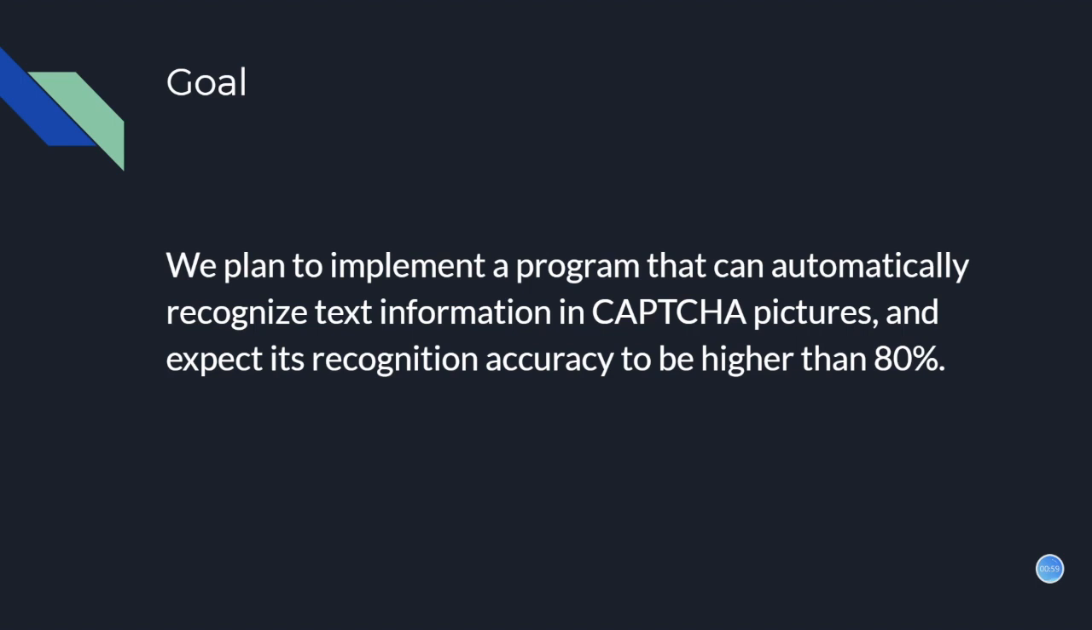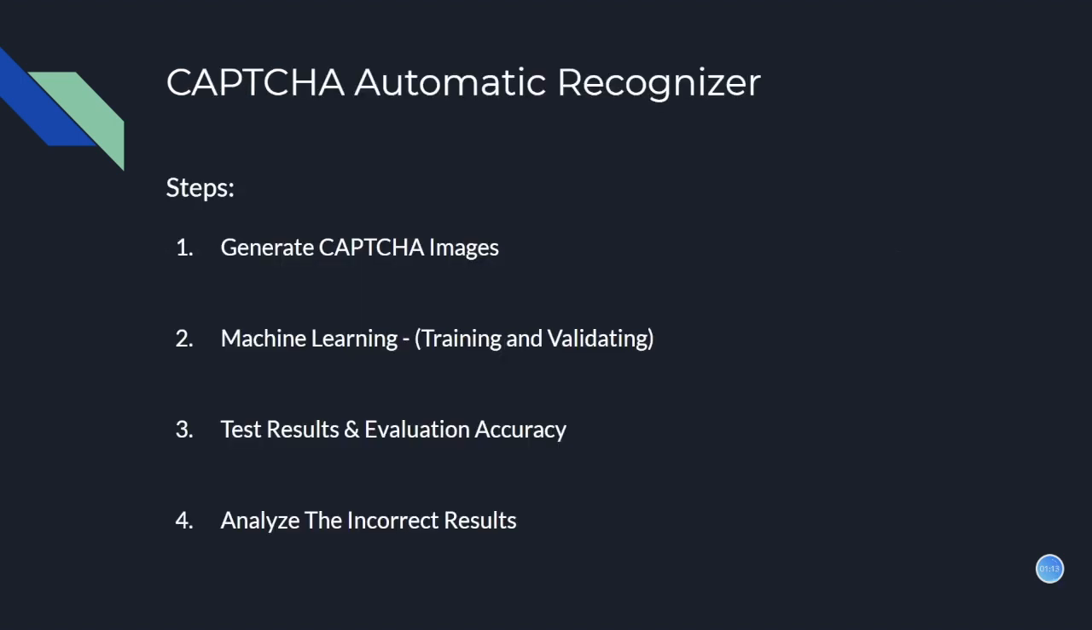So for this project, our team's goal is to create a program that can automatically recognize the text information in the CAPTCHA image, and we hope the program can achieve an accuracy higher than 80%. To achieve our goal, we divided the project into four phases. In the first step, we are going to create a program that can generate CAPTCHA images for the dataset. Since the dataset size is huge, it is impossible for us to collect it from the internet, so we need a program to generate the CAPTCHA images for us.